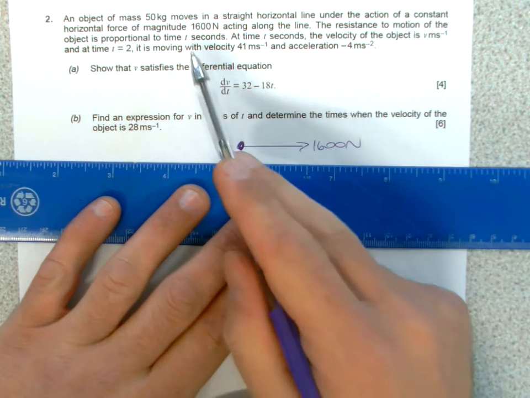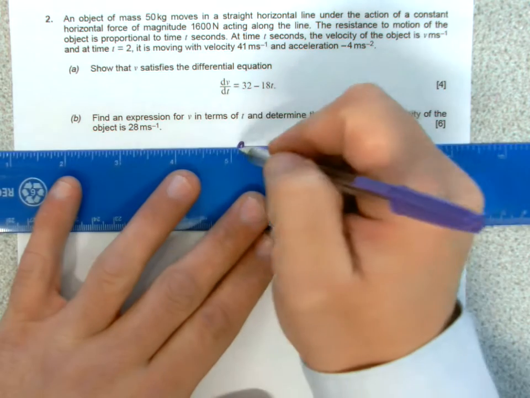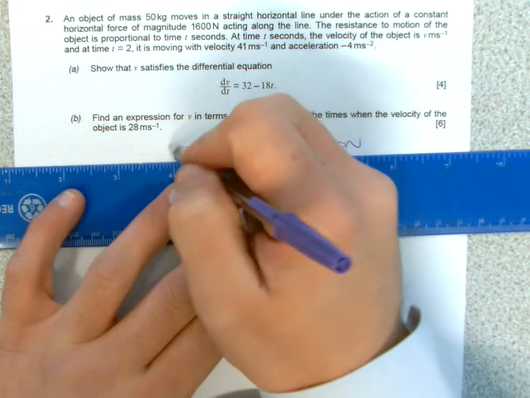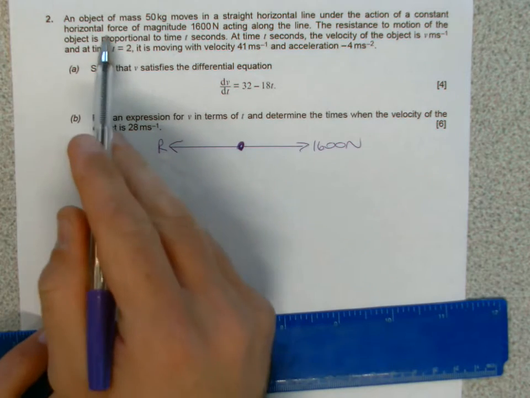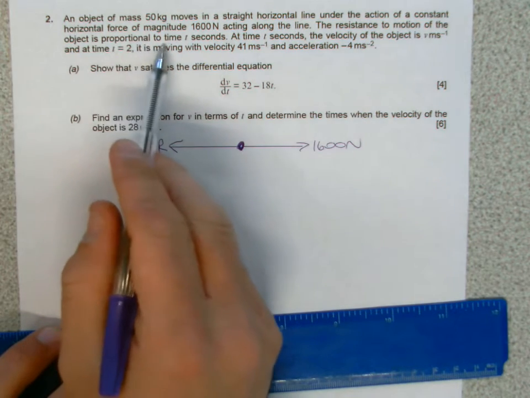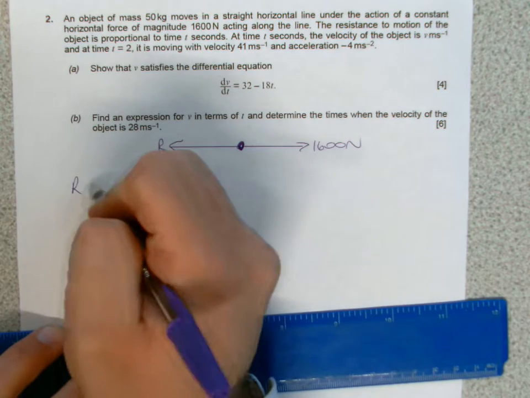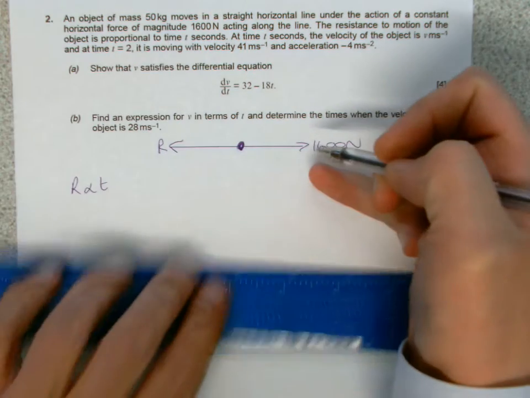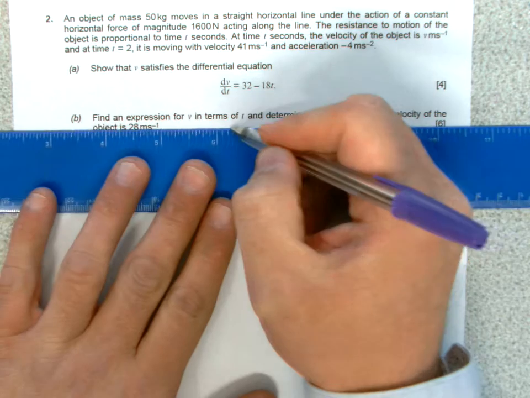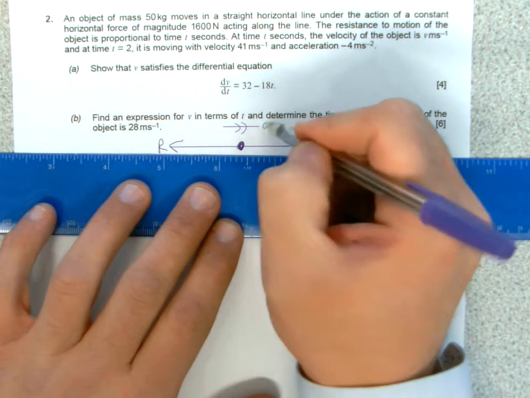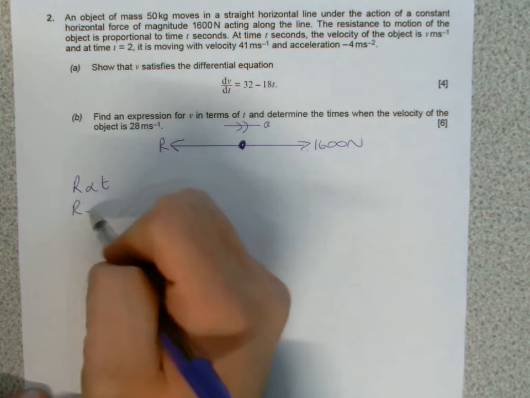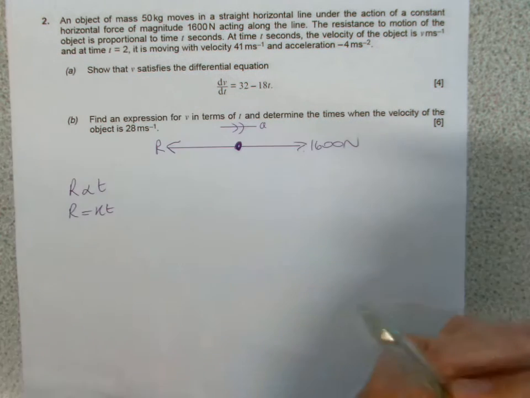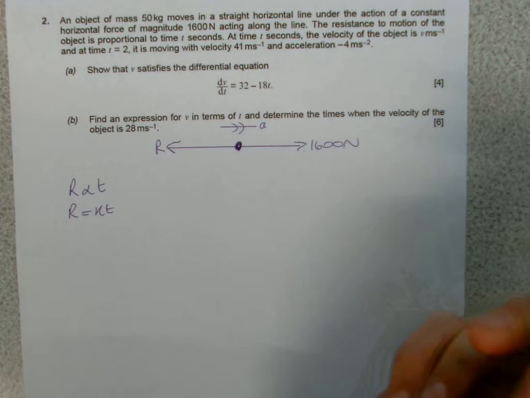Resistance to the motion is a resistance as well. So we call that R. And it says that R, the resistance, is proportional to time t. We do that to denote proportional. And of course, the direction of acceleration then is this way. So R is proportional to t. To introduce an equals, we say it's a multiple of t, so k is a constant times t.